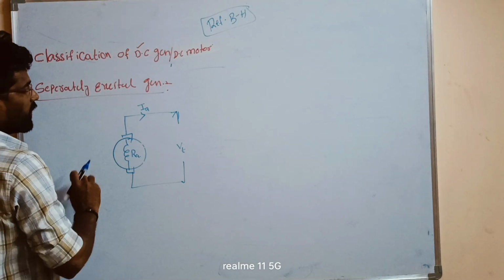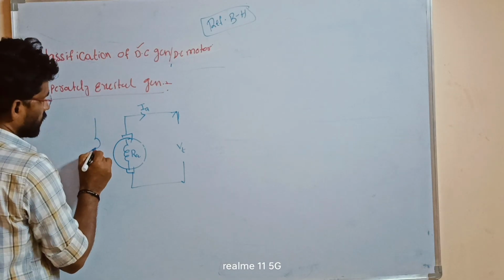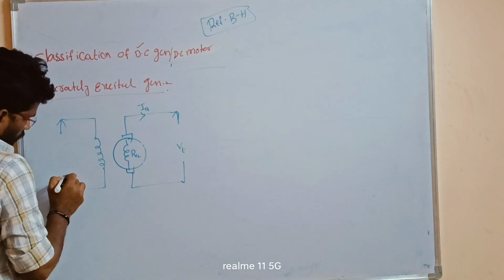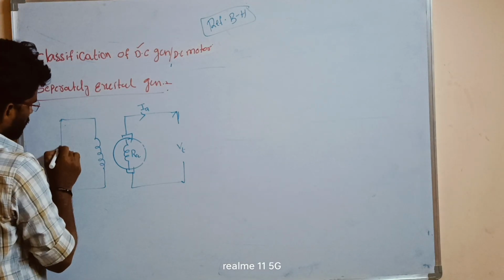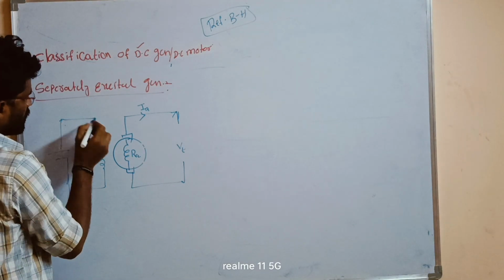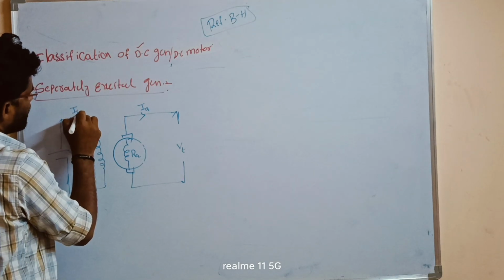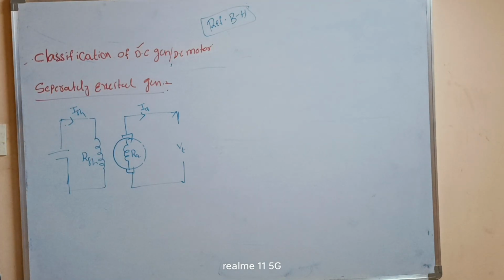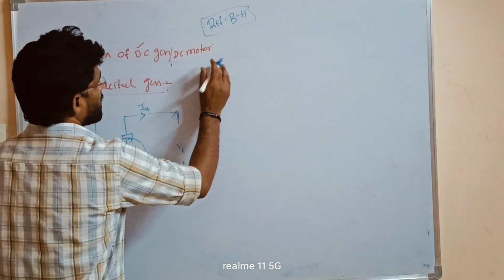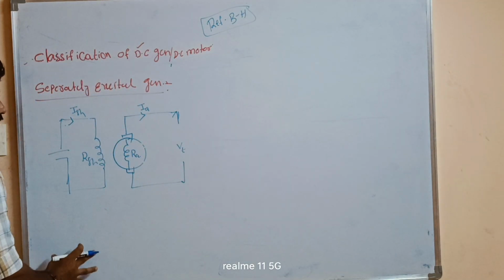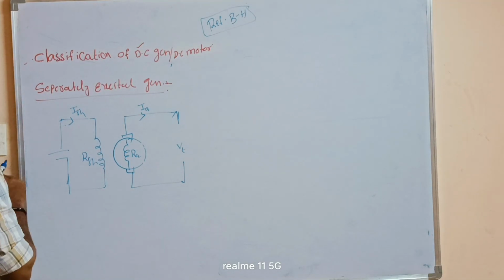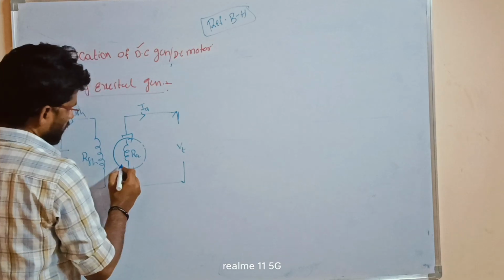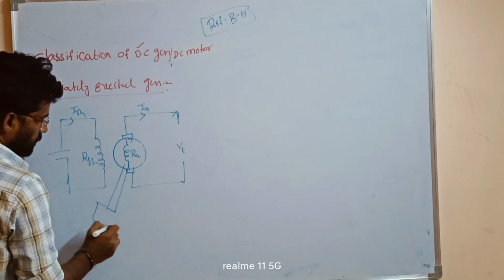Now the field winding. The field winding is separately connected to the excitation. This is ISH, and this is RSH. So we can find out the EG relation, the voltage equations, the current and voltage equations. First we find out for the separately excited. So the EG equation, here we are connected to the prime mover.